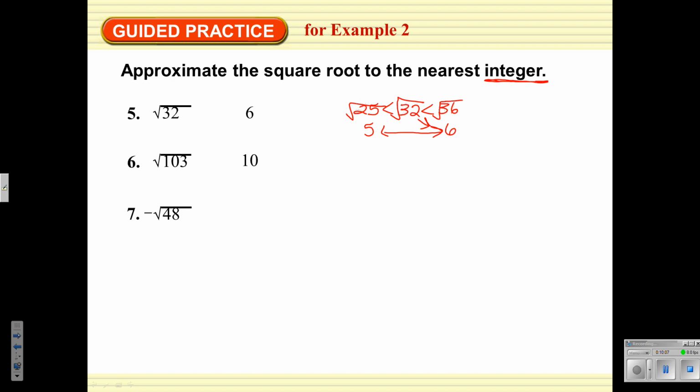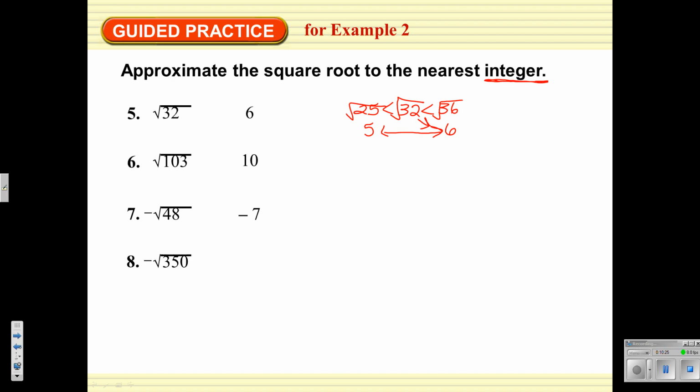All right, negative square root of 48. You should have estimated it to be negative 7. This 49 is a perfect square. 48 is very close to 49. So the square root of 48 would be very close to 7. And in this case, negative 7 because the negative is out front.